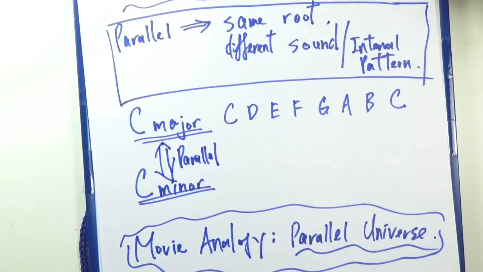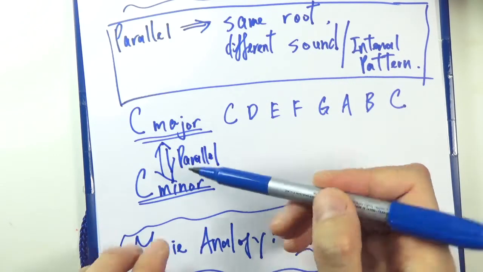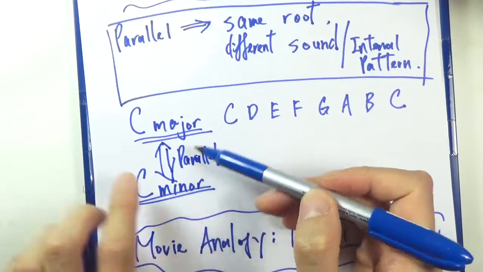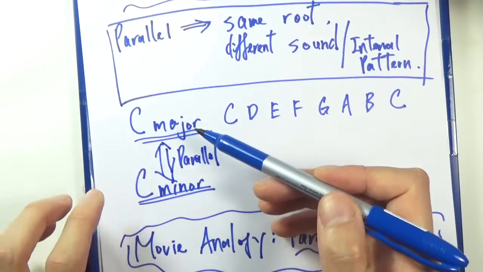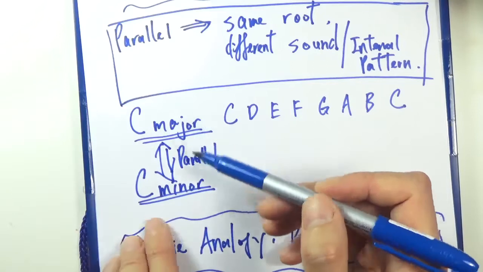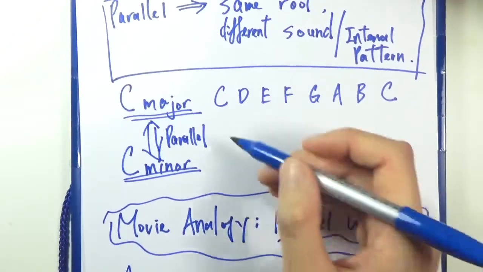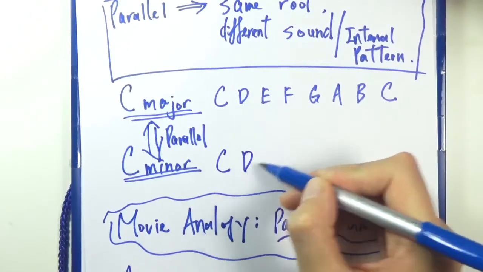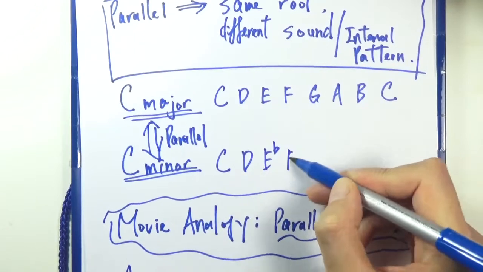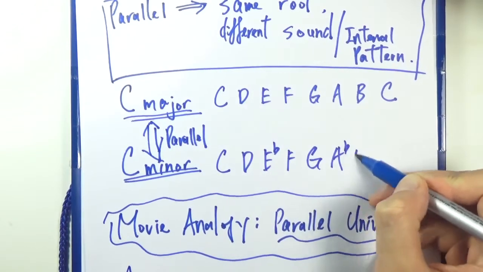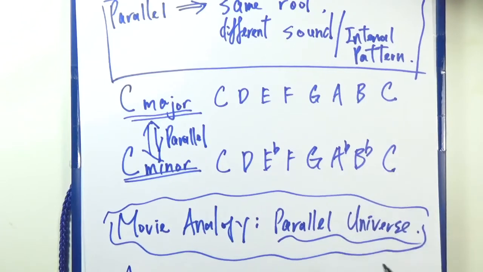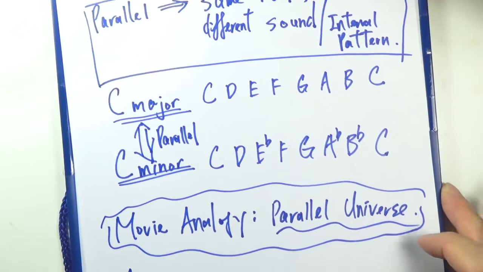So the term could be said in this way: C minor is the parallel minor of C major. Or you can do the reverse. C major is the parallel major of C minor. And for C minor, you should have C, D, E flat, F, G, A flat, B flat, C. Again, for now, we're only working with natural minor scale.